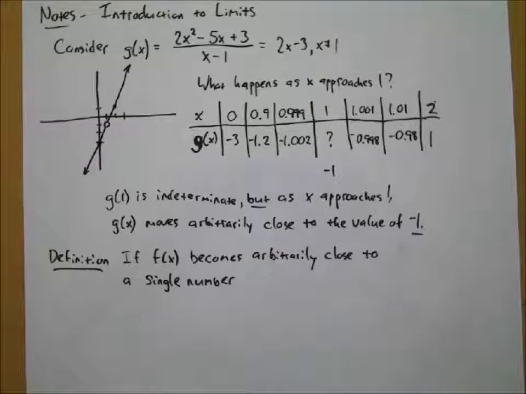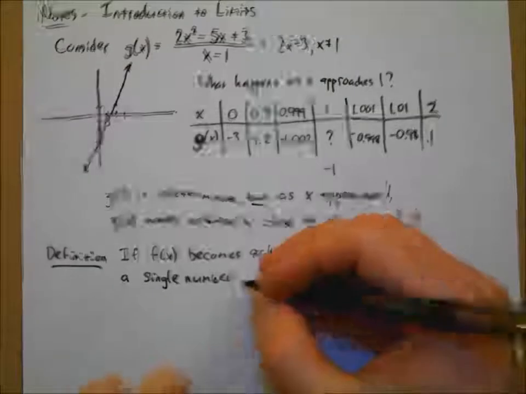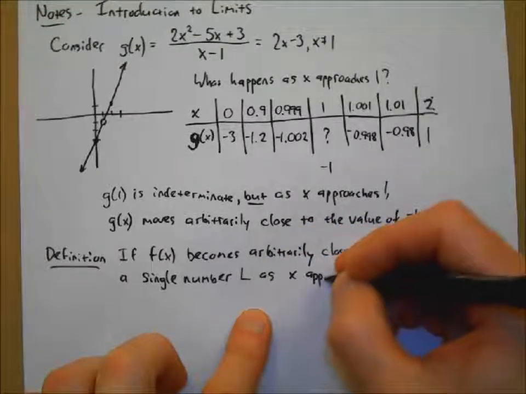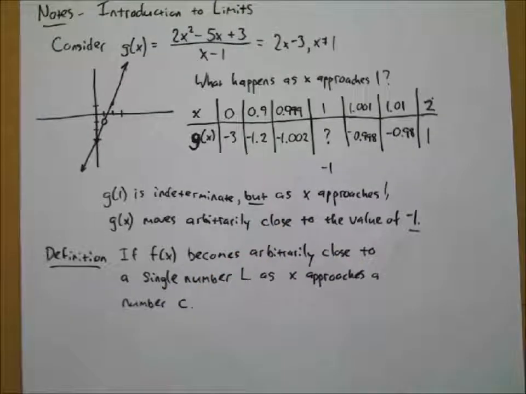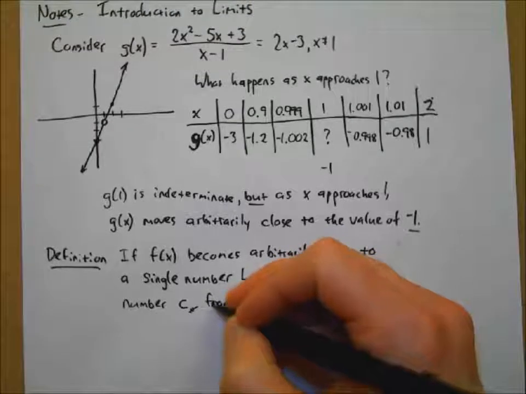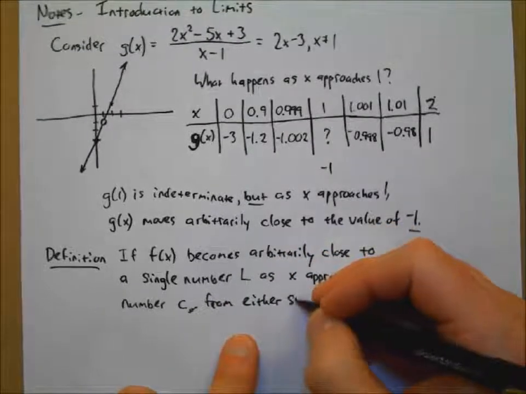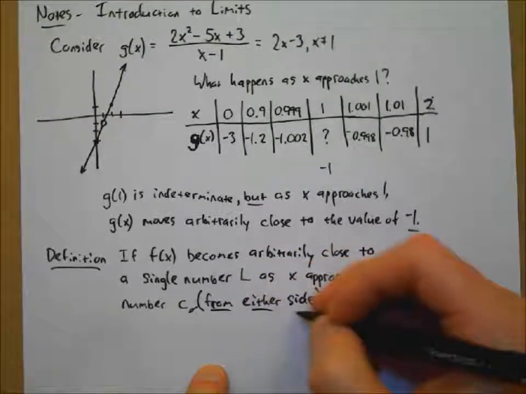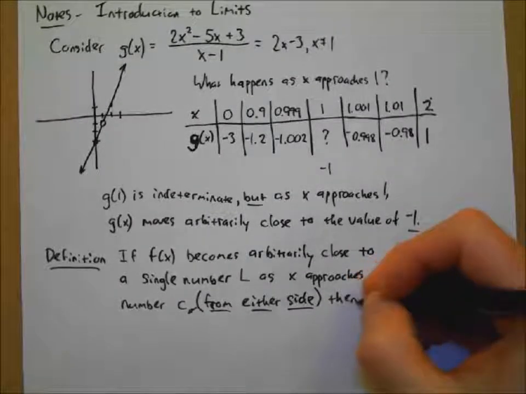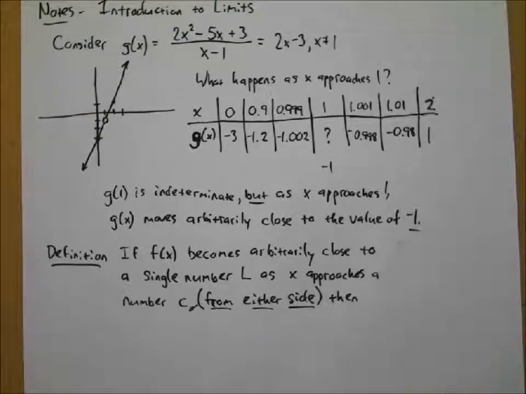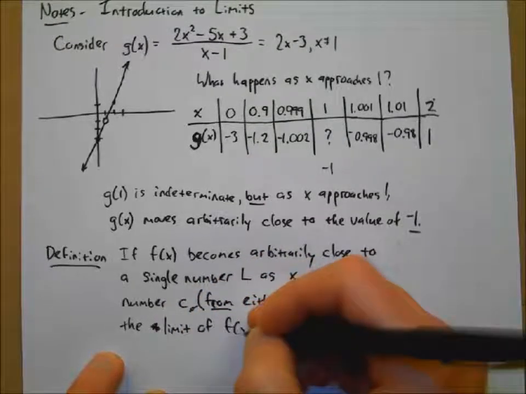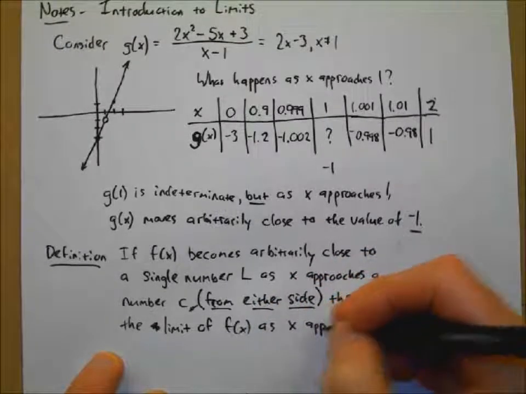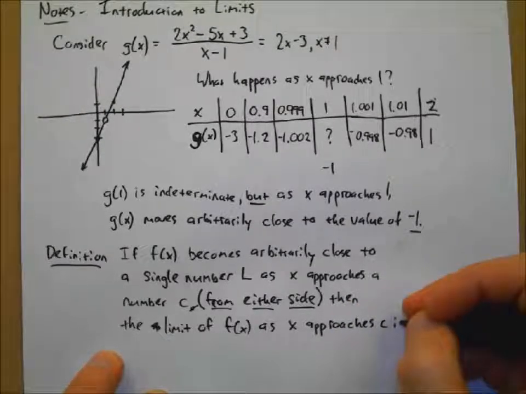If f of x becomes arbitrarily close to a single number L as x approaches a number C from either side, okay, then, so again, if f of x becomes arbitrarily close to a single number L as x approaches a number C from either side, that's the left side or right side, then the limit of f of x as x approaches C is L. Okay, lots of variables there.